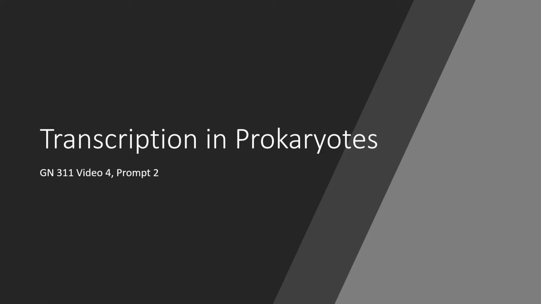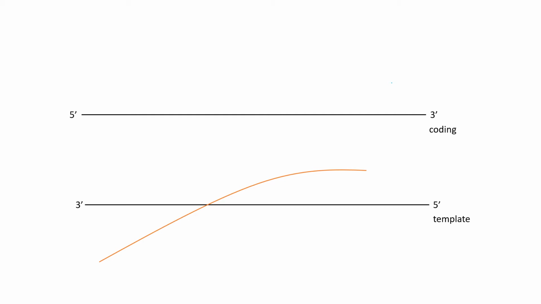Hello, I'm going to be explaining transcription in prokaryotes. So here we have a transcription unit, the two strands, and then this will be RNA here. And since this bottom strand is 3' to 5', RNA will be complementary to that because it's the template strand, and it will be 5' to 3'. And transcription happens from left to right because nucleotides are added to the 3' end usually in RNA.